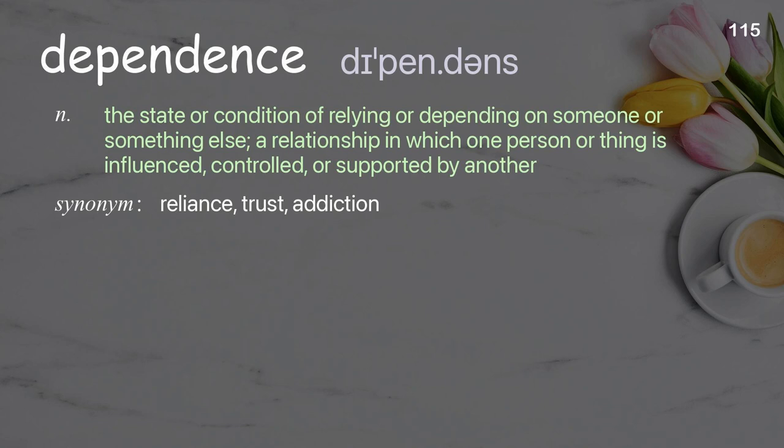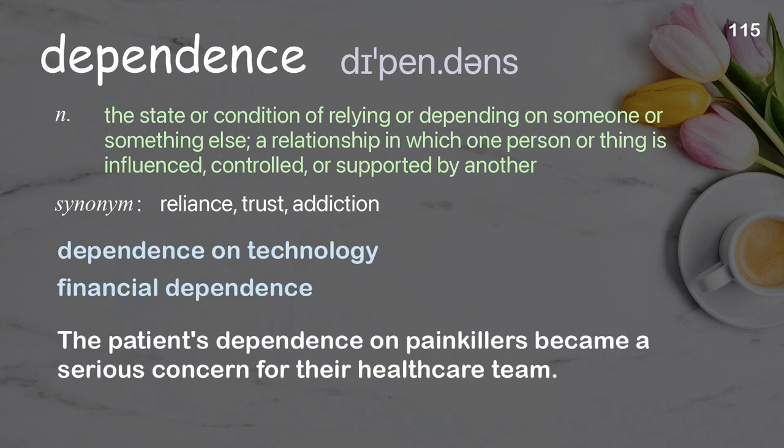Dependence. The state or condition of relying or depending on someone or something else, a relationship in which one person or thing is influenced, controlled, or supported by another. Examples. Dependence on technology. Financial dependence. The patient's dependence on painkillers became a serious concern for their healthcare team.